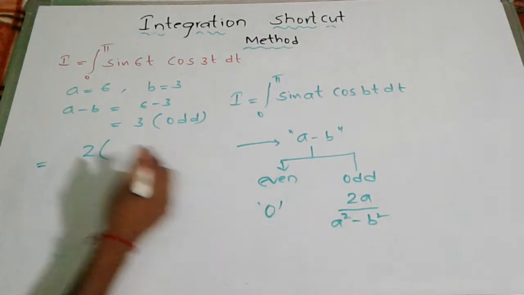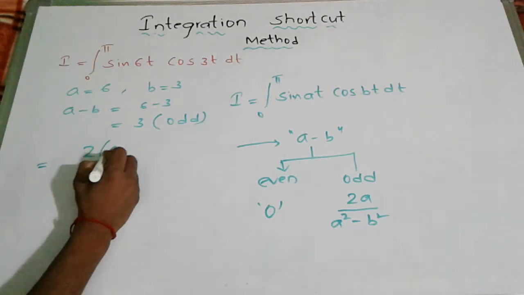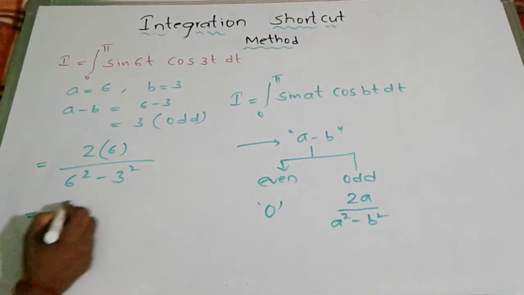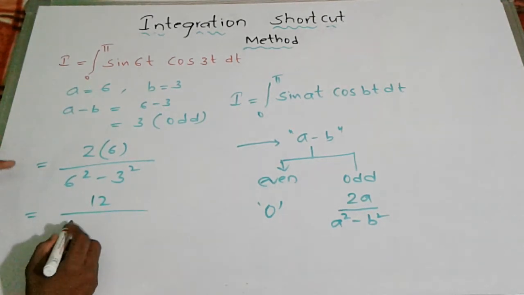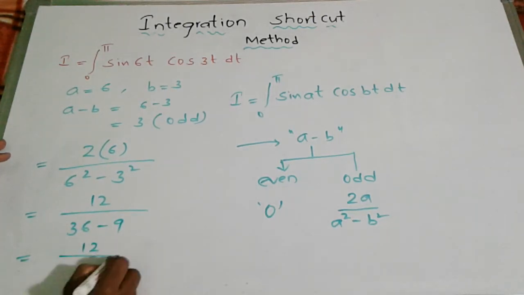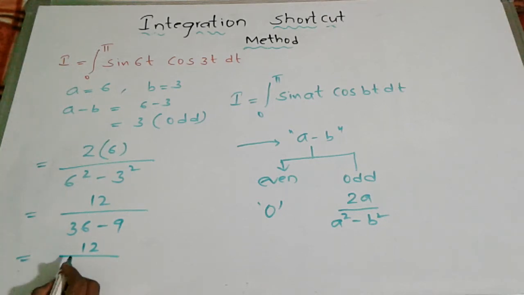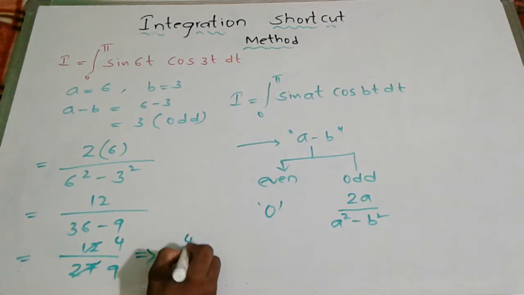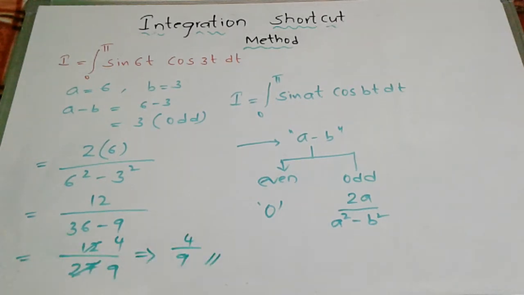We get the value of a is 6, right, upon 6 square minus 3 square, which gives 12 upon 36 minus 9, which is equal to 12 upon 27, right? So we can reduce this: 3 fours are 12, 3 nines are 27. So our final answer is 4 by 9. Okay guys, this is the answer of this question, right?